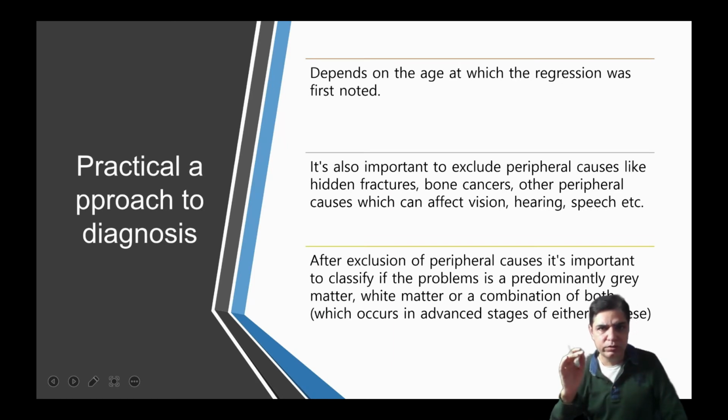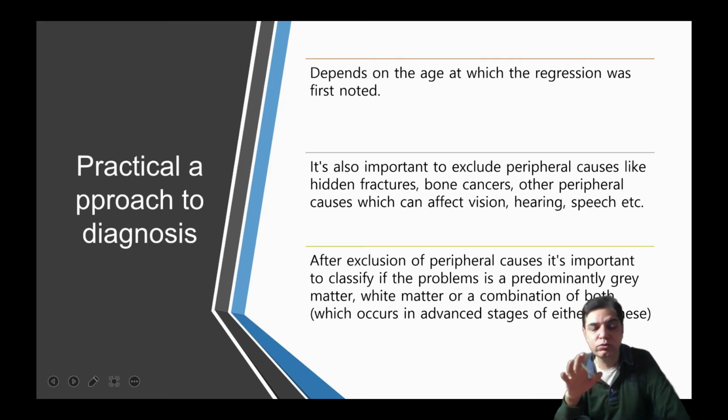Further practical approach to diagnosis again depends on the age at which regression was first noted. I told you a few cases can be clumped together to give you an idea which causes present at different age groups. Though it's not a rule in general, that can help you in narrowing down the diagnosis.